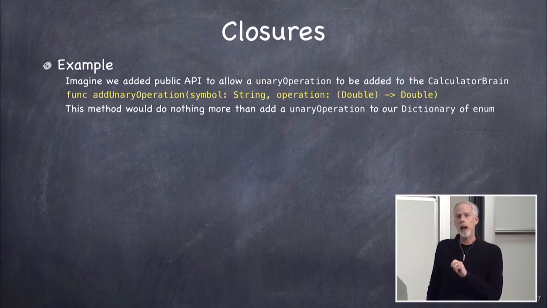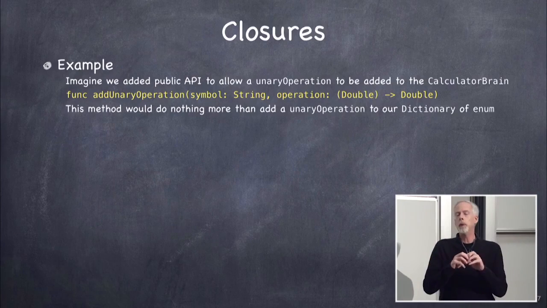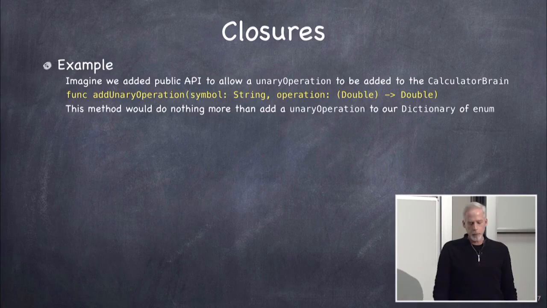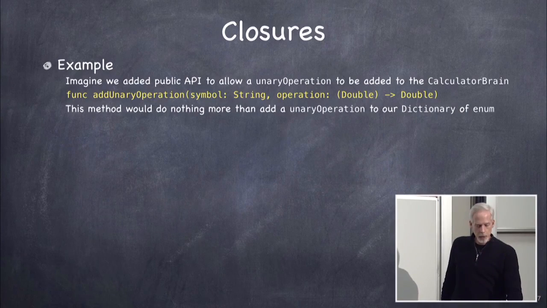Okay, right now we don't allow that because it's all private, right? But let's say I had a public method, add unary operation. You could add a new operation. Wouldn't that be cool? Yeah, that would be cool.